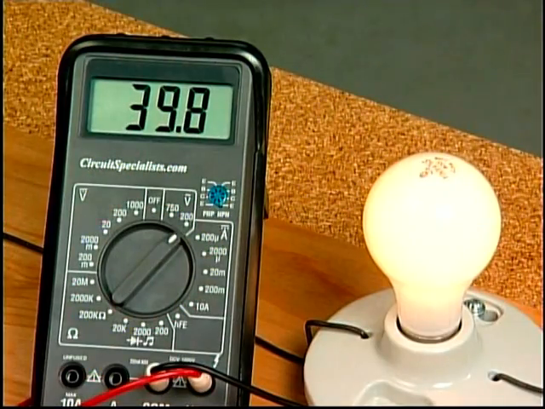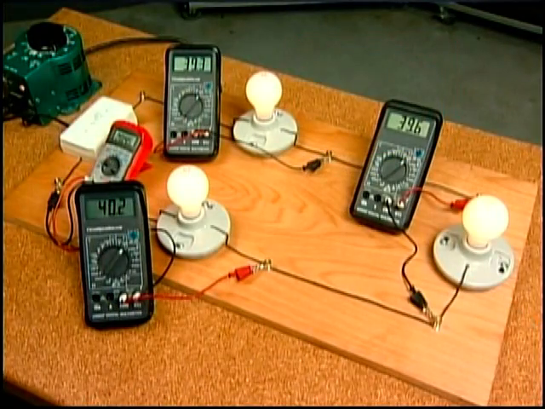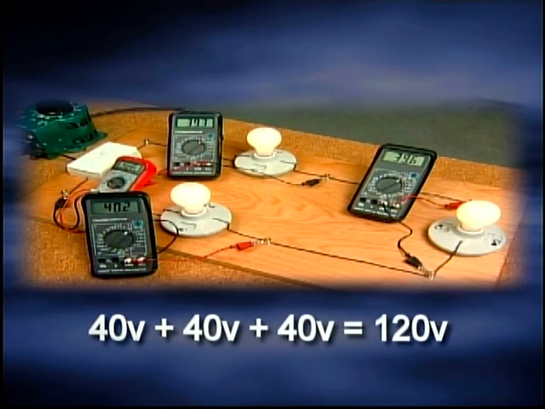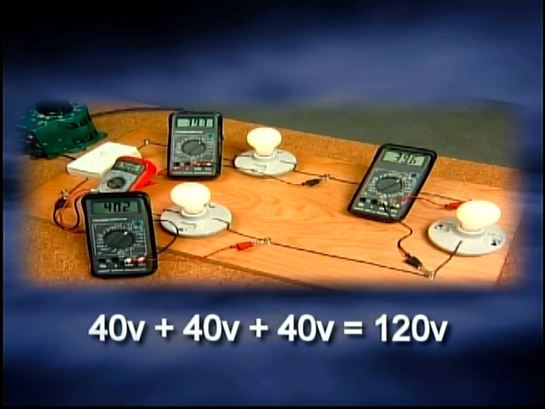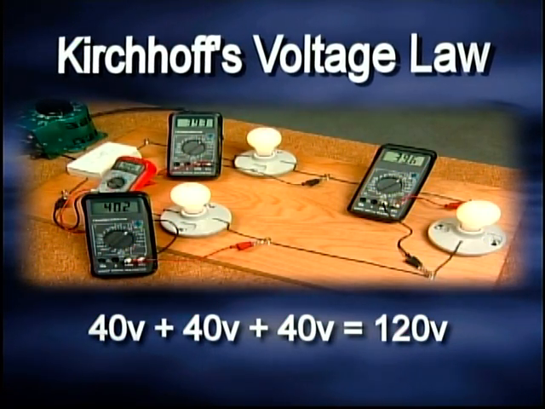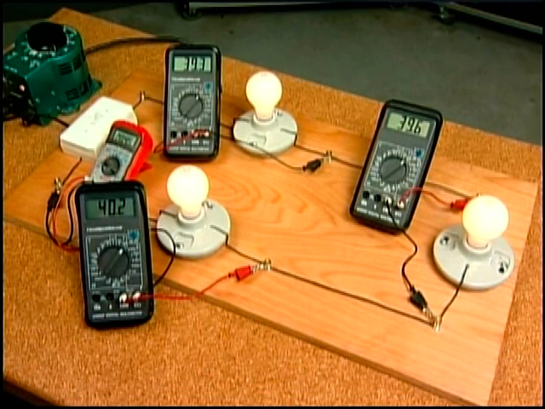In this example, approximately 40 volts are measured across each lamp, and the current is reduced to about 4/10 of an amp. Notice that if the voltage across the three lamps are added, the total voltage is equal to the voltage applied to the circuit within the accuracy of the meters. This is known as Kirchhoff's voltage law. In this case, the applied voltage is divided equally across the three lamps, since they are all 100-watt lamps.